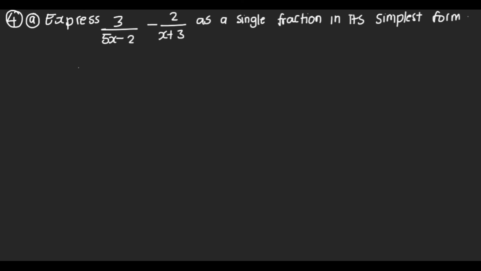We move on to question 4a. Express 3 over 5x minus 2 minus 2 over x plus 3 as a single fraction in its simplest form. So we have 2 fractions, these 2. So we want to combine the 2 fractions in order to form one fraction. So the first step is we need to find the lowest common denominator for these two denominators. So for the lowest common denominator, we just have to enclose those two in brackets.